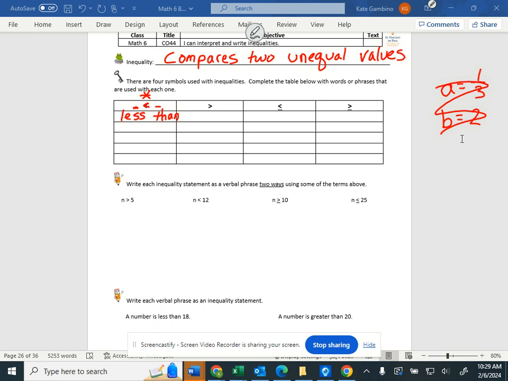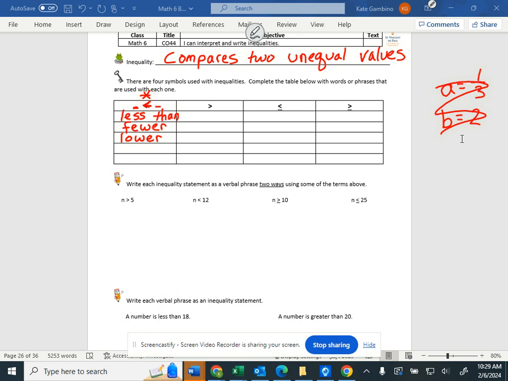I was always taught that the cookie monster would. Yeah, so I always did the alligator. The alligator wants to gobble the bigger number. But we read from left to right. We read from left to right in reading, and we go from left to right with math. So if it's the smaller point, we know that first side is less than. Another word we can see for less than is fewer and lower.